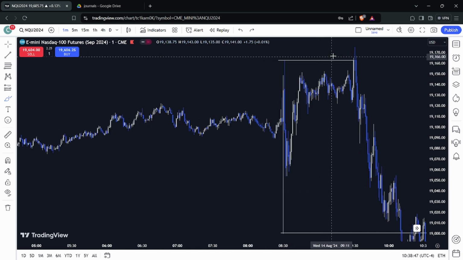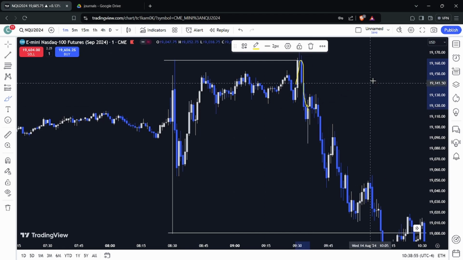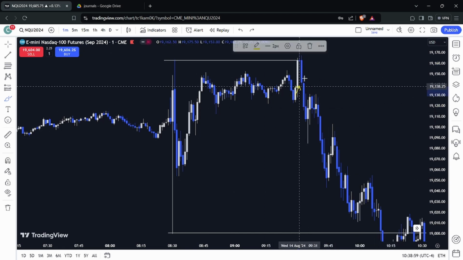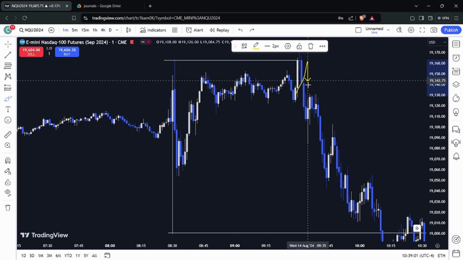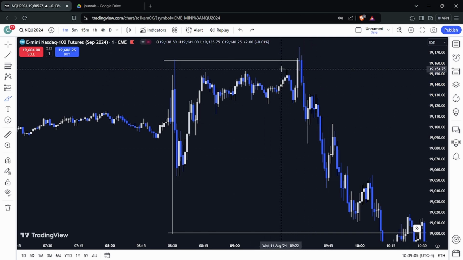But in order to align yourself with how the institutional orders are going, you're going to want to look for displacement in and displacement out. So that's the whole premise of the IFVG strategy: you want to see displacement in one direction to take out liquidity and then see displacement back through immediately after, and that's going to give you a really good sign as to where price is going.